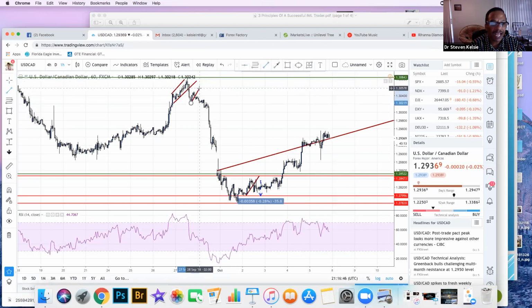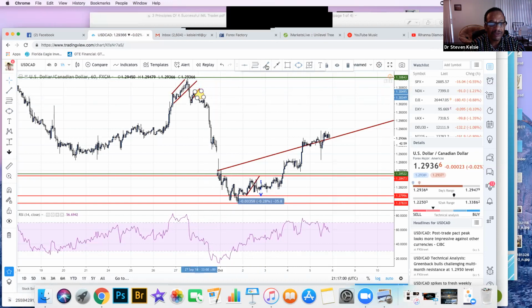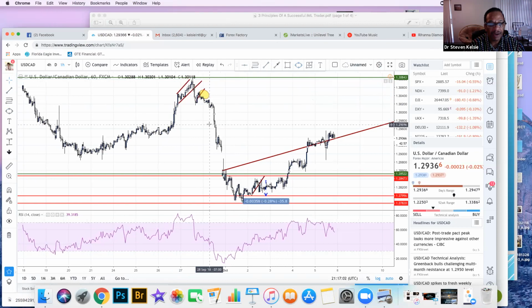I'm looking for a flag. There's your flag right there. When do I get in? Right there. After the flag is done. Right there. Here's your continuation. You ride that all the way.